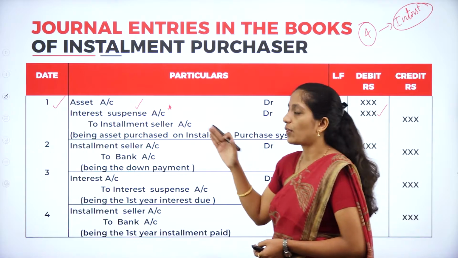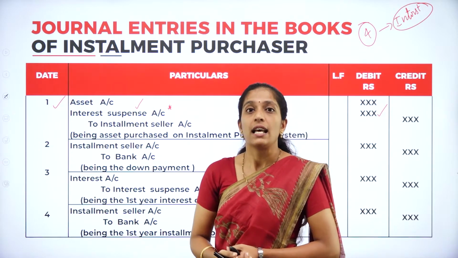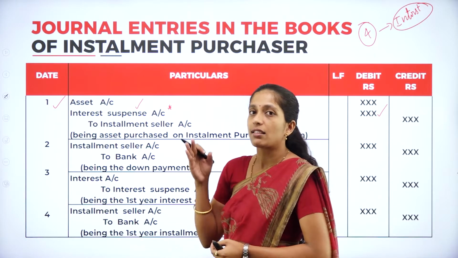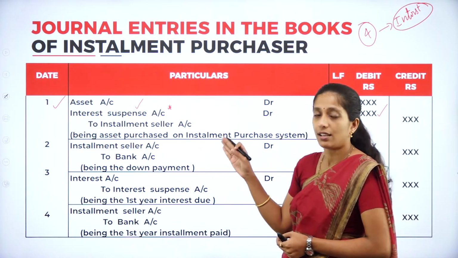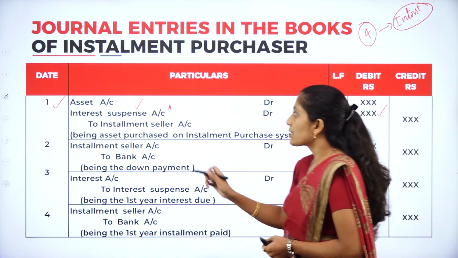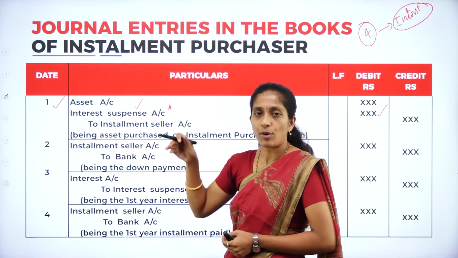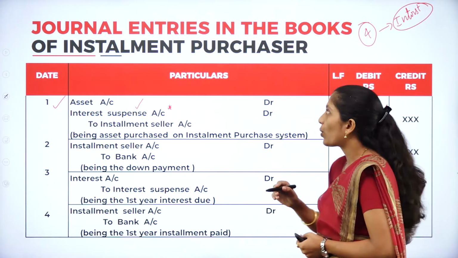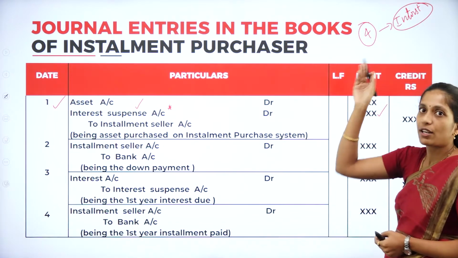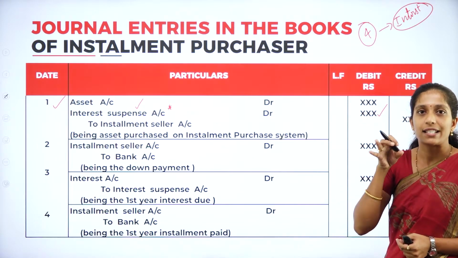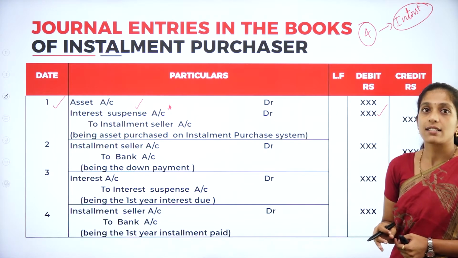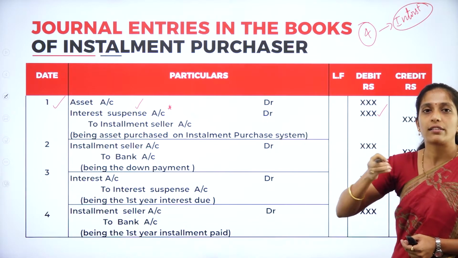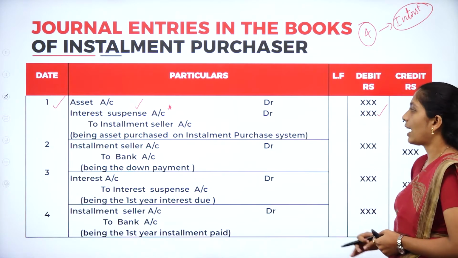So the first entry is for purchasing of asset by the installment purchaser. What is the entry? Asset account debit, interest suspense account debit, to installment seller account. In asset account, you will record the amount of the asset, that is, the cash price of the asset. Next, interest suspense account. What will you write? If it is 4 installments, you will add all 4 years' interest and write it in the interest suspense account. For example, if it is 3 years of installments, then you will add all 3 years' interest and record the amount.